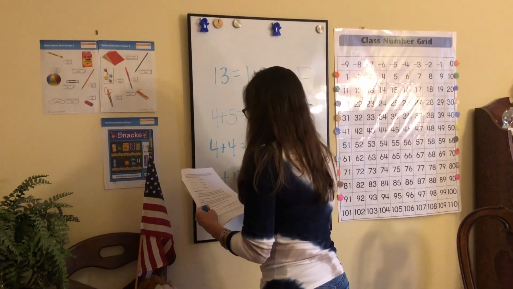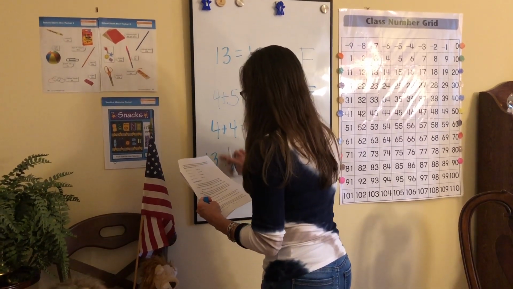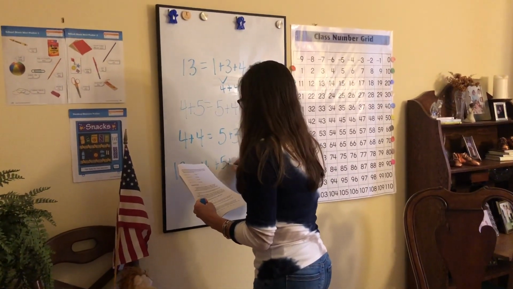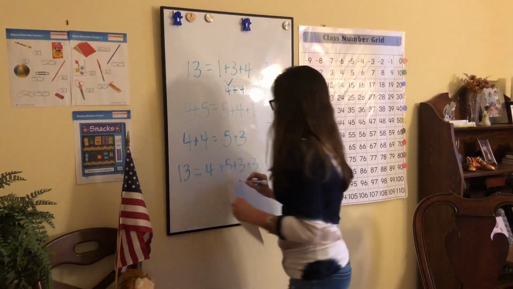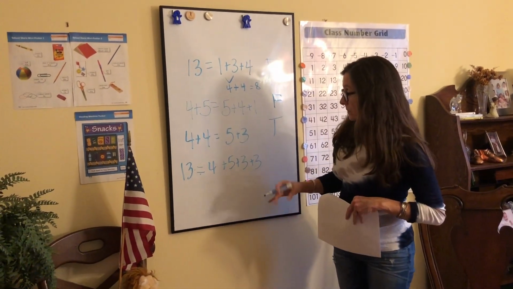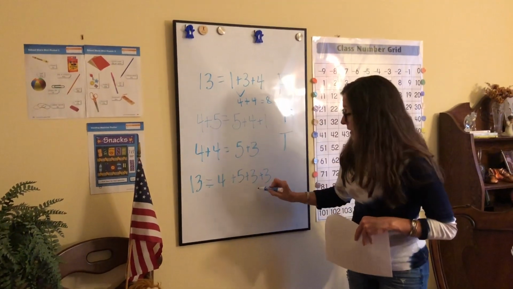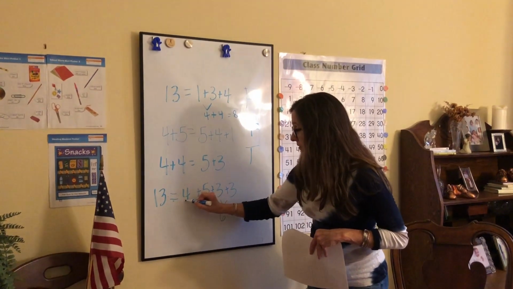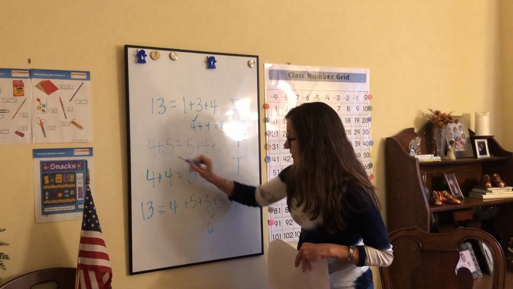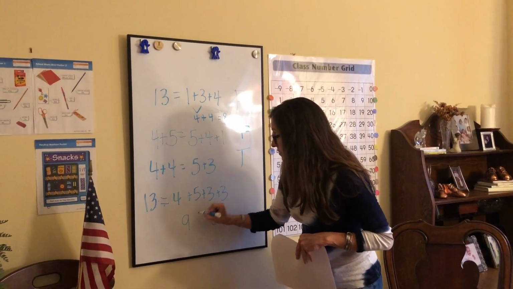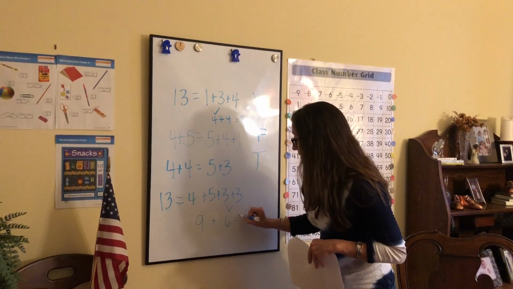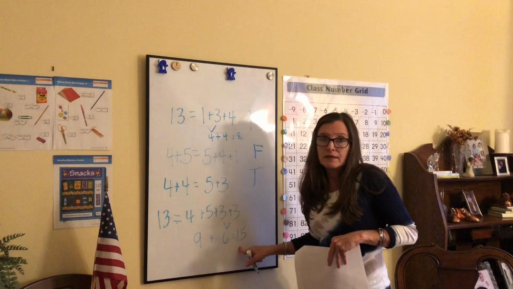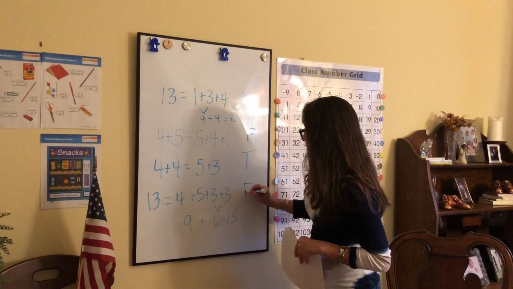We have 13 equals 4 plus 5 plus 3 plus 3. Wow, that's a lot of numbers to keep up with here. So you start to figure this out your own way. Many of you would start right here with your double fact of 3 plus 3 is 6. And then we already talked about 4 plus 5 up here. That's 9. So now we're going to add these two together, and we're going to get 15. 13 equals 15? Not today. Not any day, really. So that's false too.